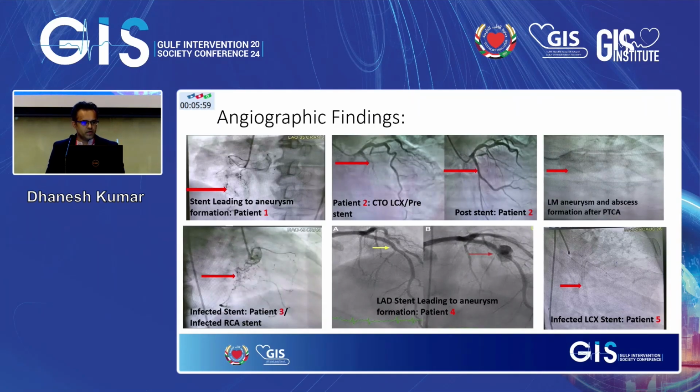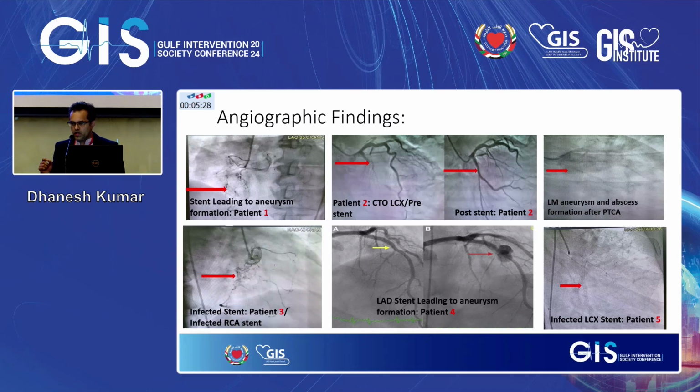So these are some angiographic pictures of the infected stents. This is the first patient, who presented a few weeks after RCA stenting with an RCA aneurysm. The second patient had a CTO of the LCX in the first picture. In the second picture, the stent was placed, fully opened and fully revascularized, and TIMI 3 flow was achieved. After a few weeks, he developed a left main aneurysm with abscess formation.